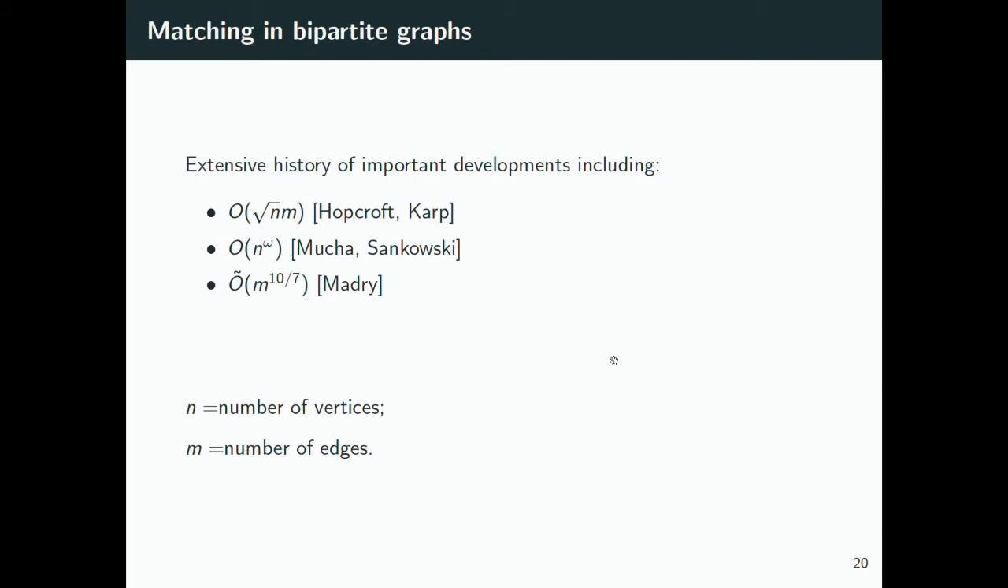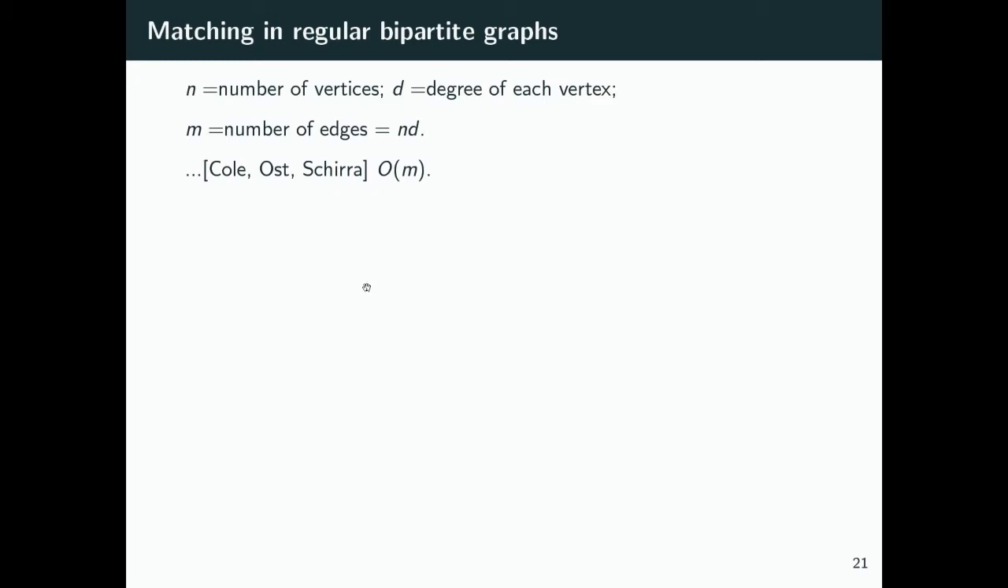However, when we restrict attention to the special case where every vertex has the same degree d, in this case it's known that the graph has a perfect matching, in fact, d perfect matchings, then a series of developments led to the development of a linear time algorithm for this problem. So you could solve the problem of finding a matching in a regular bipartite graph in linear time.